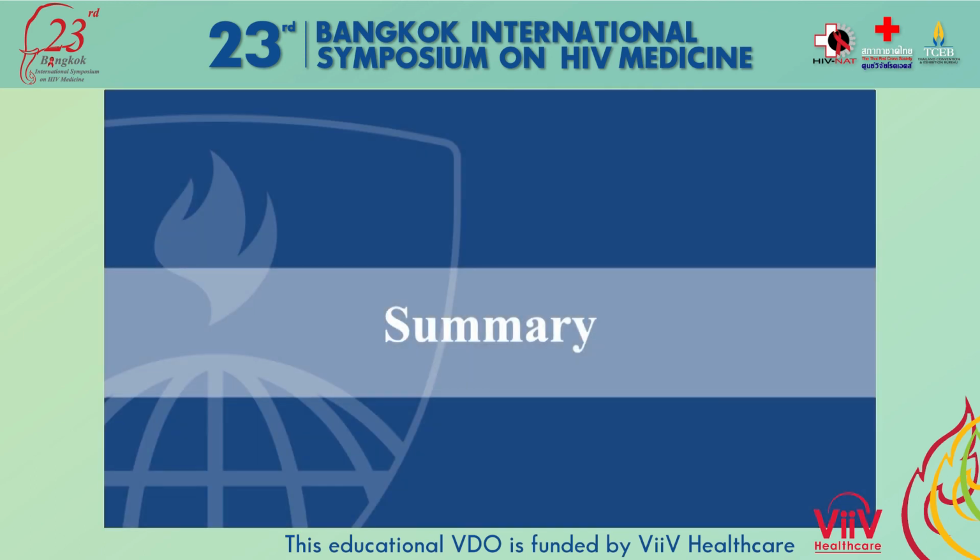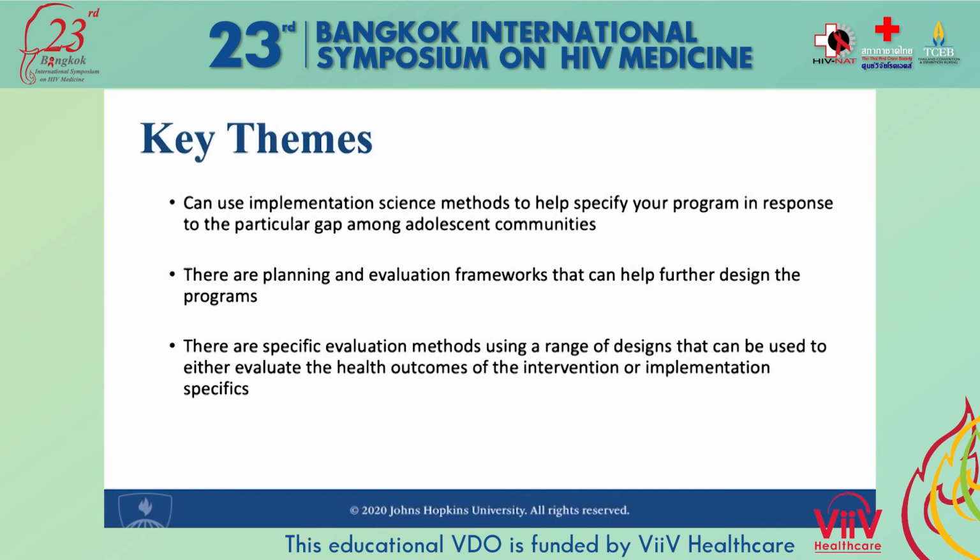So then just a few thoughts in summary. One, there's a couple key themes that you can use implementation science methods, often thought of as research, but actually to help you specify your program in response to a particular implementation gap among adolescent communities. And that there are these planning evaluation frameworks that you can use to help you really design and specify that program. And then of course, there are these evaluation methods using a range of different designs that can help you evaluate both the implementation as well as the health outcomes of your particular implementation strategy.